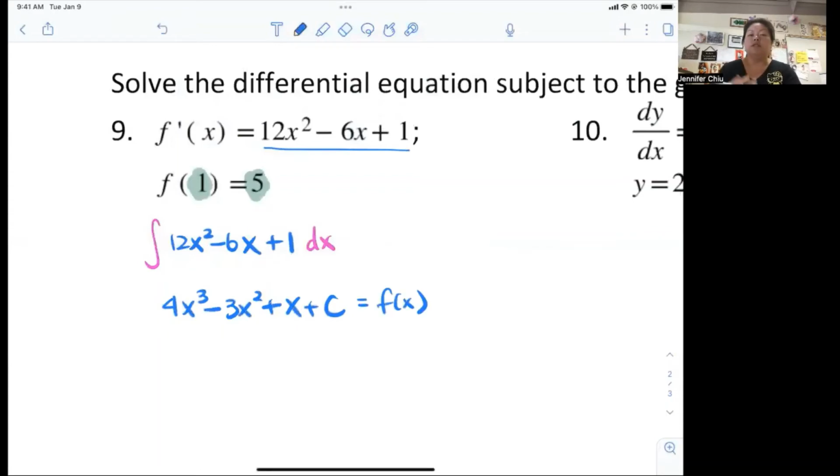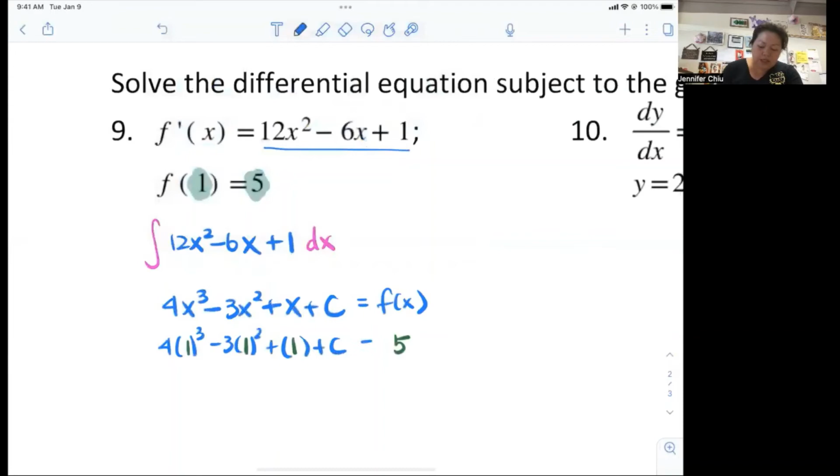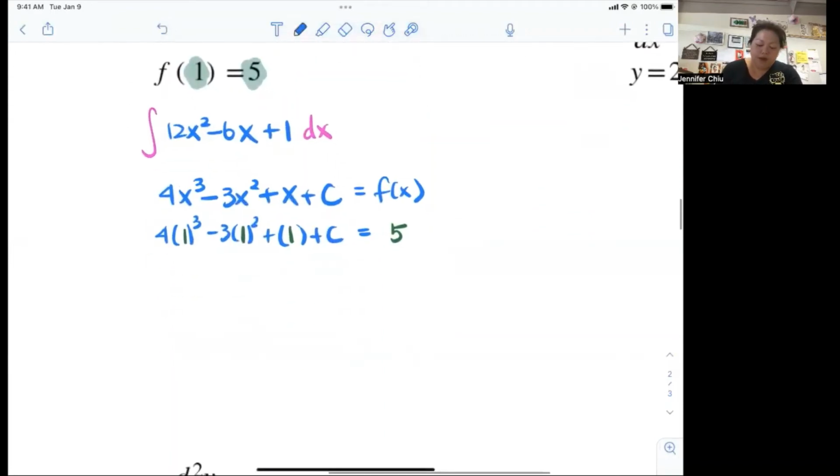This is your original function because I went backwards. I went from f prime now going backwards to get f. Now I can plug in all the things I know. F of x equals 5 when x equals 1. So all the x's are 1, right? So 4 times 1 cubed minus 3 times 1 squared plus 1 plus c equals 5. Okay, so 4 minus 3 plus 1 plus c equals 5. So 2 plus c equals 5, c equals 3.